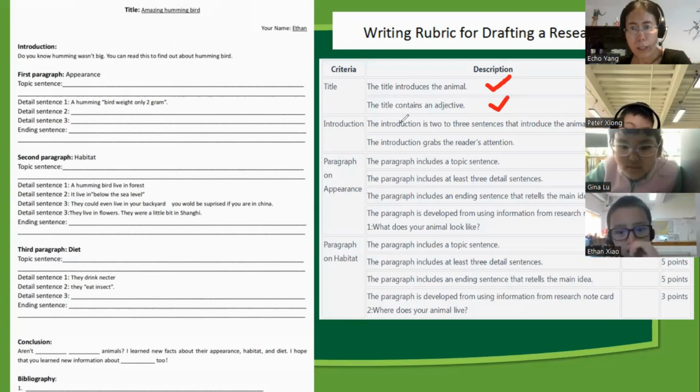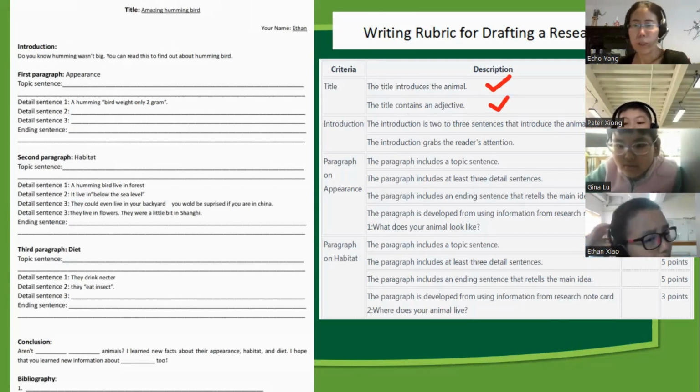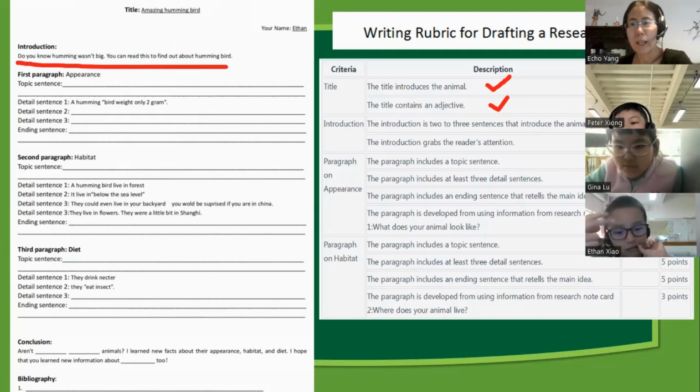So does your introduction have 2 or 3 sentences that introduce the animal? Yes or no? Does your introduction have 2 or 3 sentences that introduce the animal? Oh, I have 2 sentences. Yeah, that's 2, right. Okay, you introduce your animal in the introduction part.